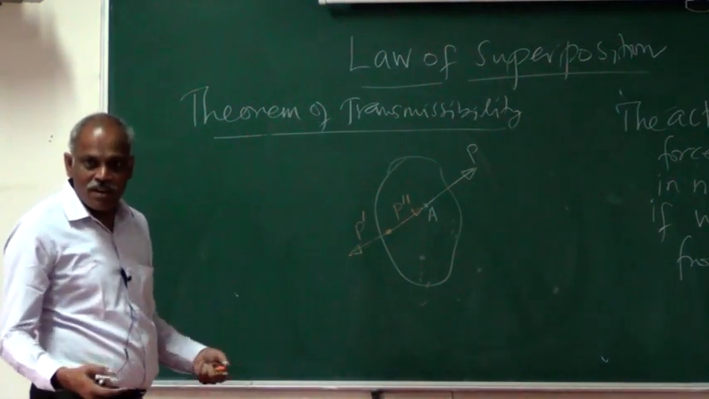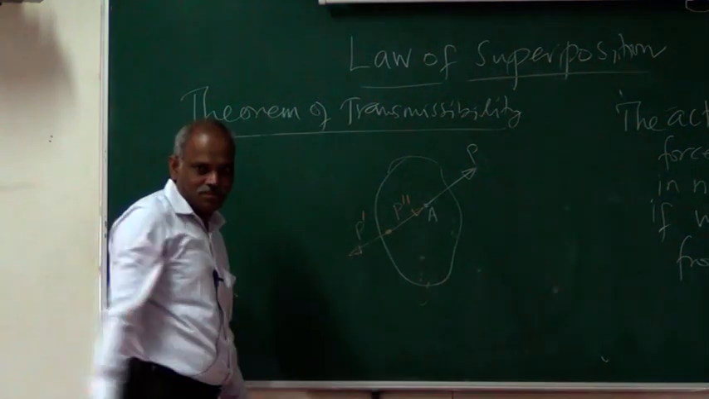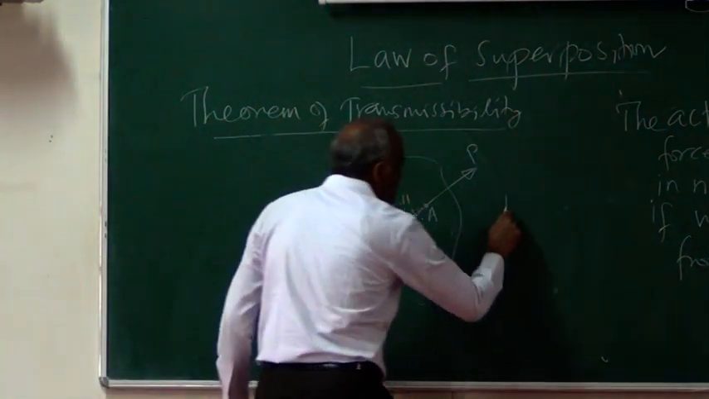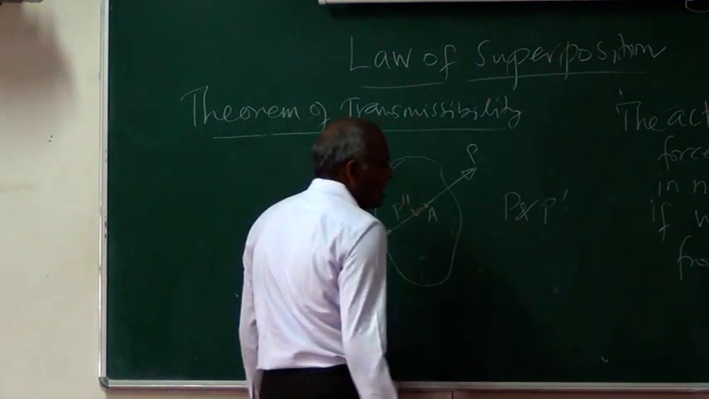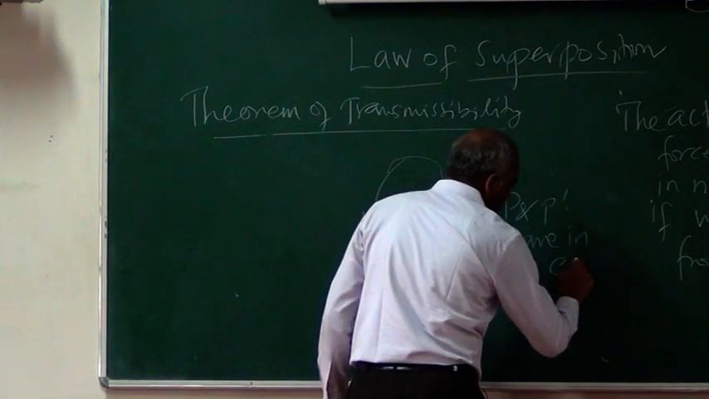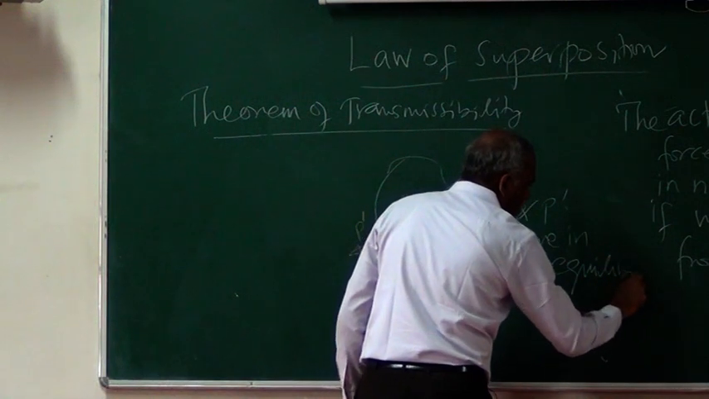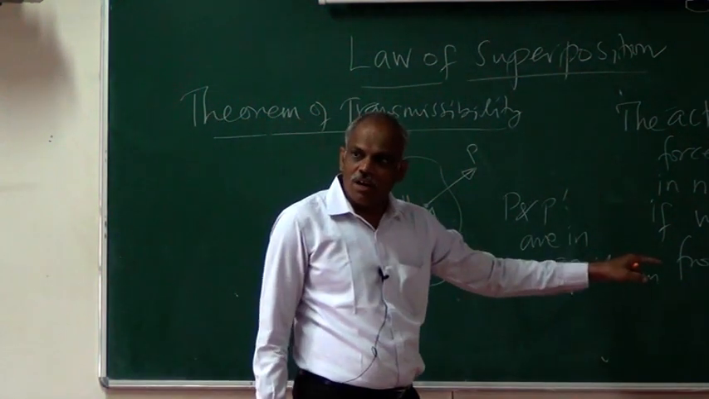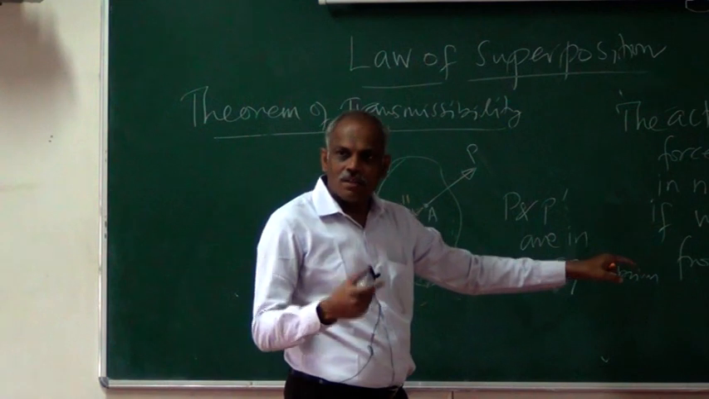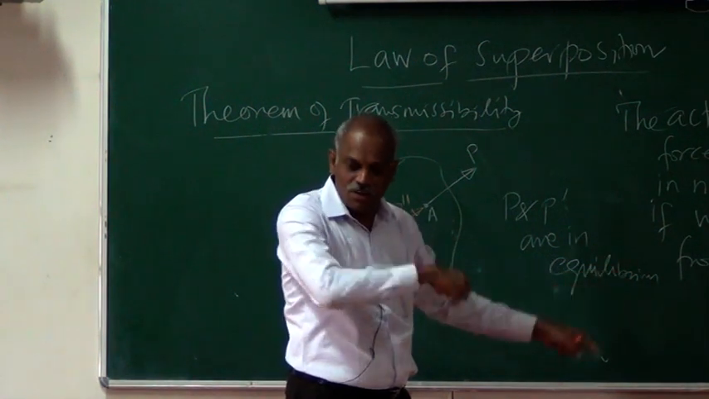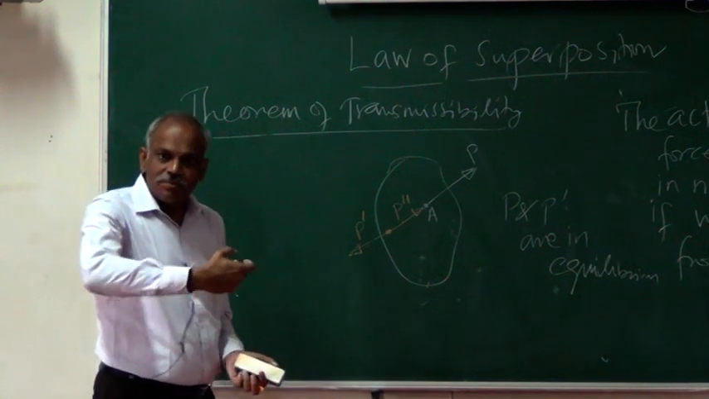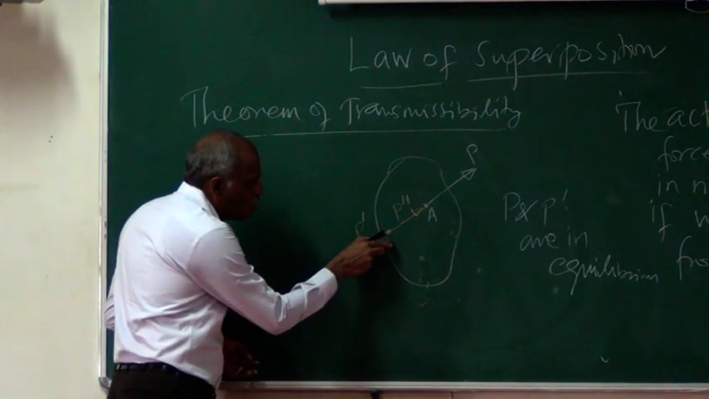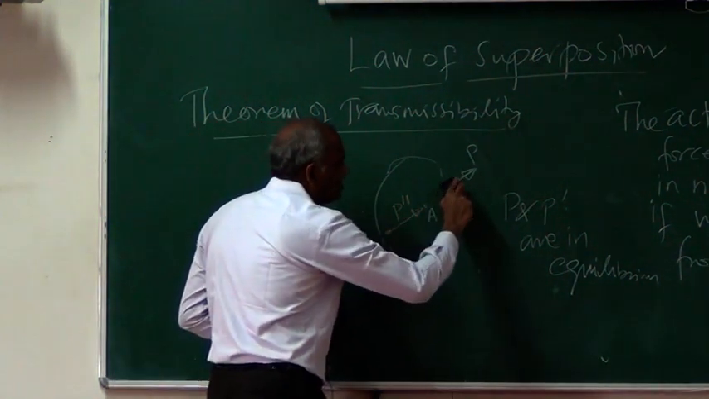You look at P and P dash. What is the nature of P and P dash? They are equal in magnitude, opposite in direction, collinear in action. Therefore, P and P dash are in equilibrium. Therefore, the law of superposition not only gives me the authority to introduce or add, it also gives me the authority to remove. So using the same law of superposition, I remove the two forces in equilibrium, that is P and P dash.